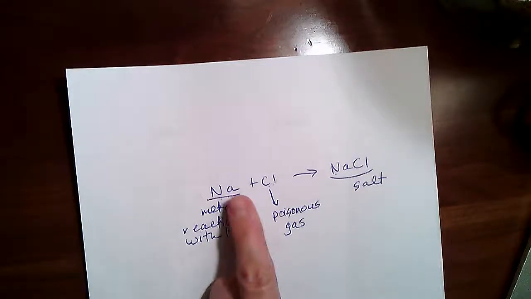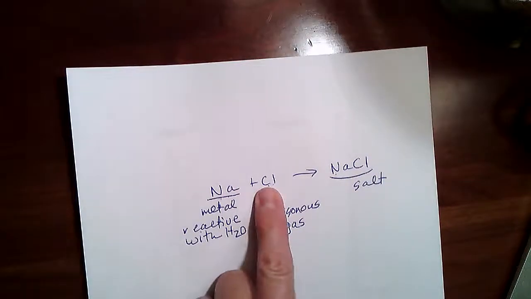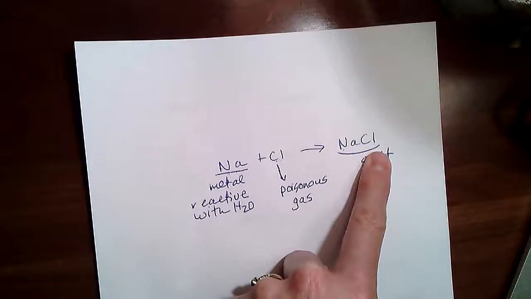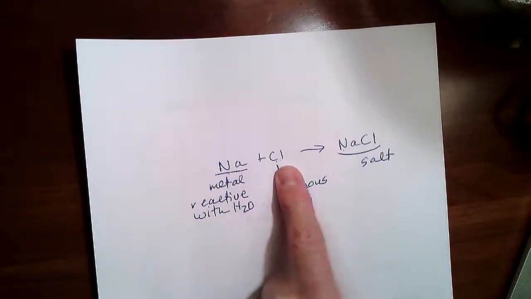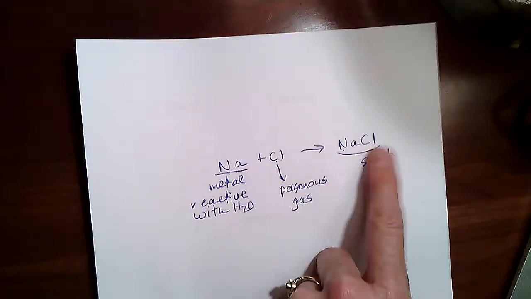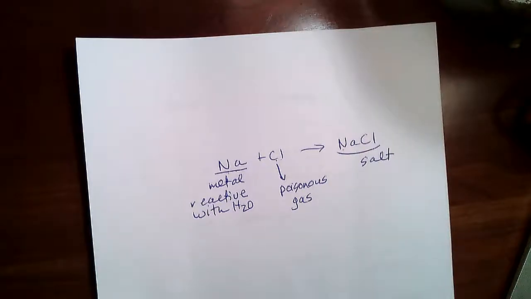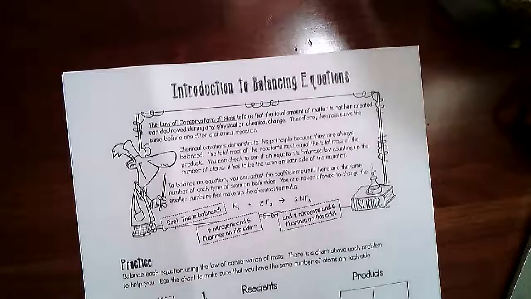So during a chemical reaction, the types of atoms that go in are the types of atoms that come out, and the numbers of atoms that go in, one sodium, one chlorine, are the numbers of atoms that come out, so one sodium, one chlorine, but the properties of the chemicals totally change. Today, we're going to focus a little bit more on conservation of mass, which tells us that the number of atoms that go in equals the number of atoms that come out.